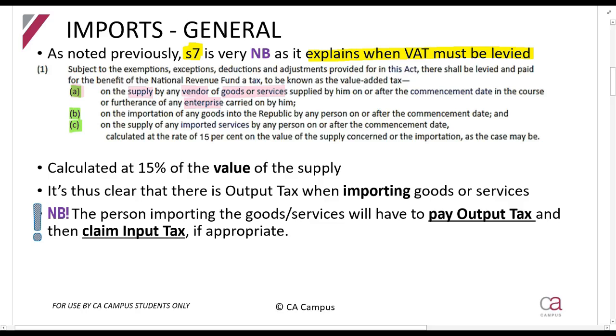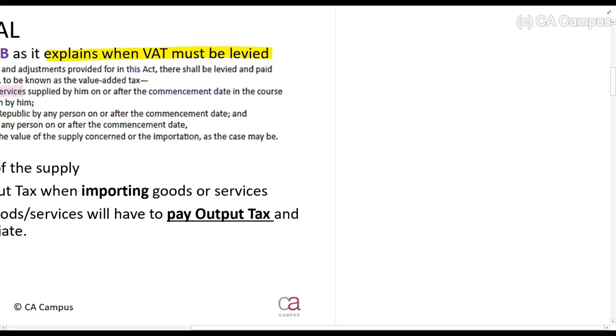What we're now going to be looking at is sections 7(1)(b) and C, the other situations in which you charge output VAT. Now guys, you must charge output VAT if you import goods into the Republic or if you import services. Now just think for a second. This must give you a little bit of pause if you haven't encountered this before. You must go, what?